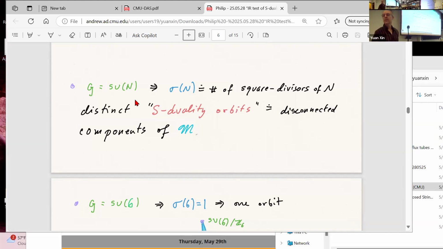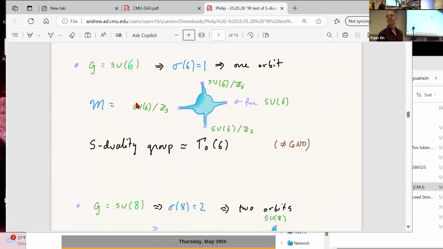So here are some examples. For instance, I've given this example of SU(6). There's only one square divisor of 6, namely 1, so there's only a single orbit, and it's just a sphere with 4 punctures. All of them are cusps corresponding to the different global forms of the gauge group, and you can work out what the S-duality group is, and it's a certain modular subgroup.